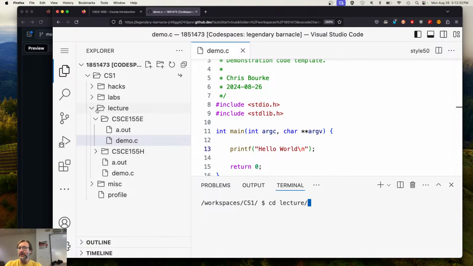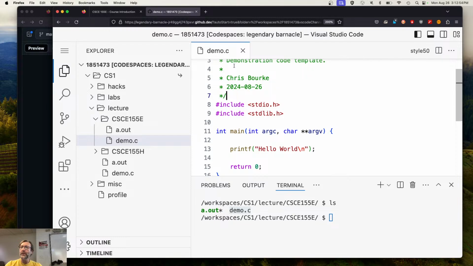That's the file explorer over here. In lecture, CSCE 155E. You shouldn't follow this. This is for me, the instructor. You'll organize it with labs, hacks, and miscellaneous if you want to. But once I've changed my directory, CD'd into that directory, then I can list the files in there. There's my demo.c file that's up here that's also over here. If I close this out, I can go ahead and double click this and I'm back to it. That's the same file as being listed right here.